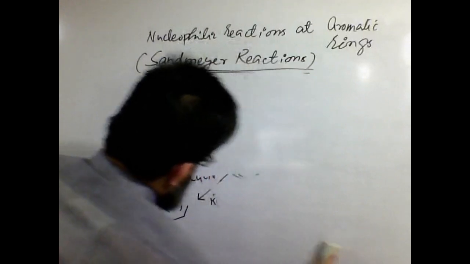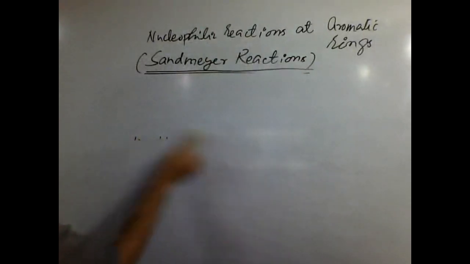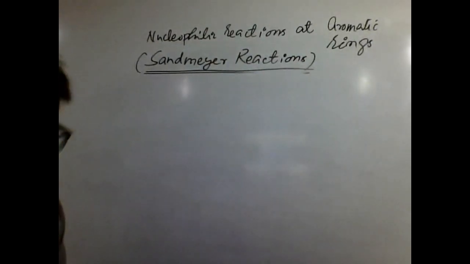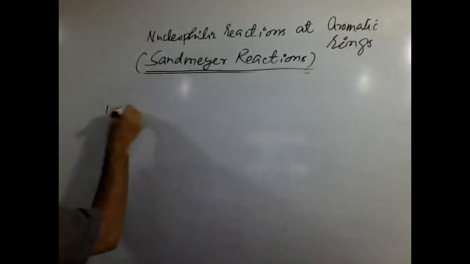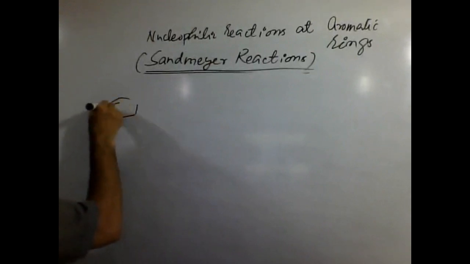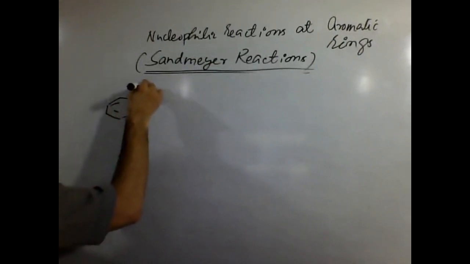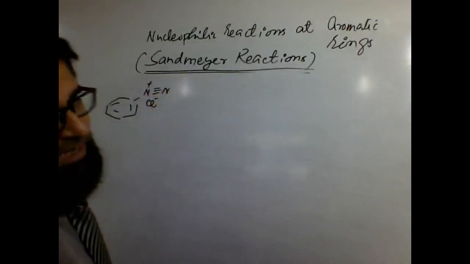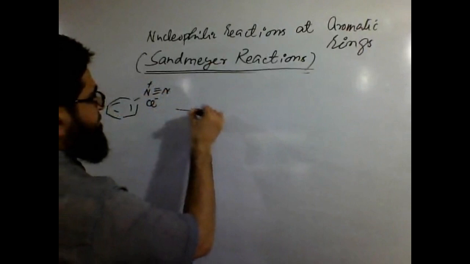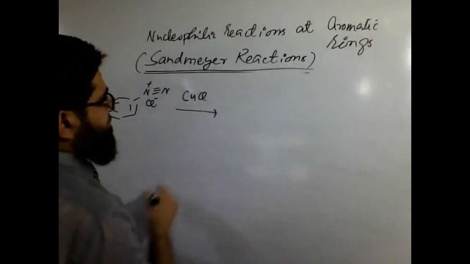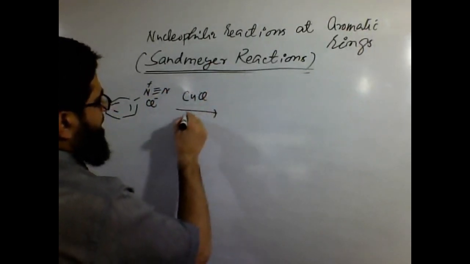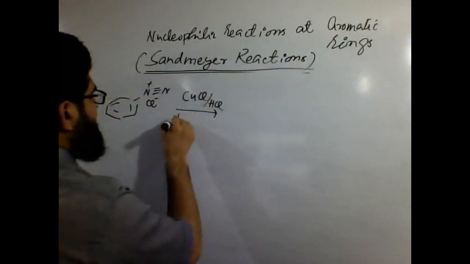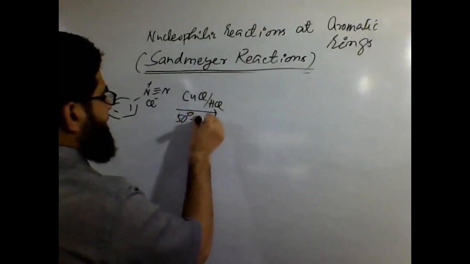So let me give you a glimpse into another aspect of the mechanism for the Sandmeyer reactions, what really happens. Let's say we take one example, how a few people explain these reactions as well. Diazonium salt, let's say we are putting cuprous chloride in the presence of HCl. The reaction temperature is 50 to 100 degrees.